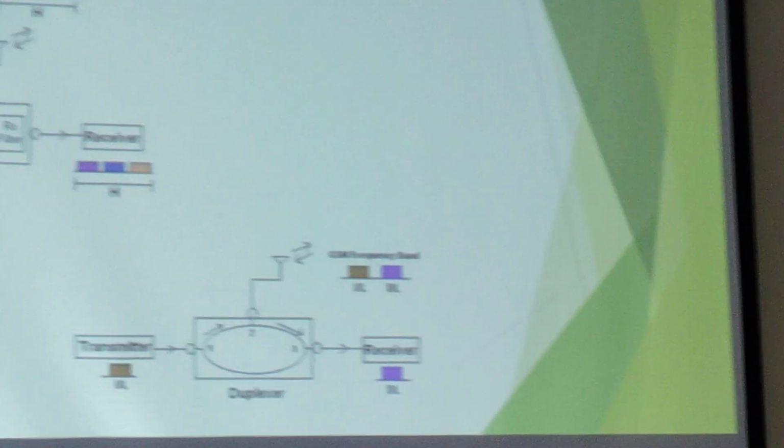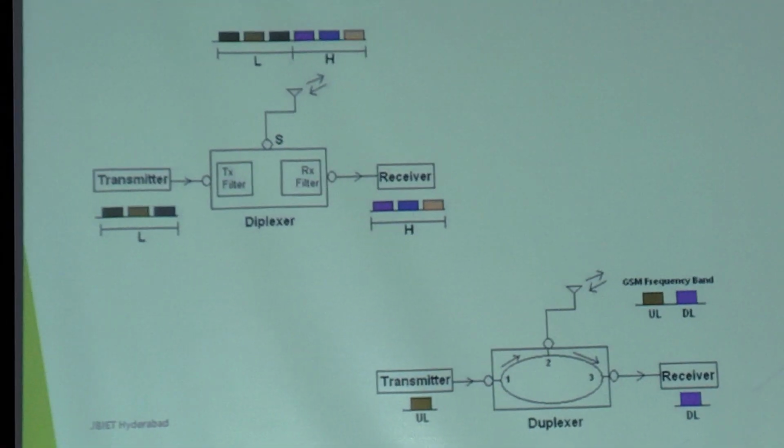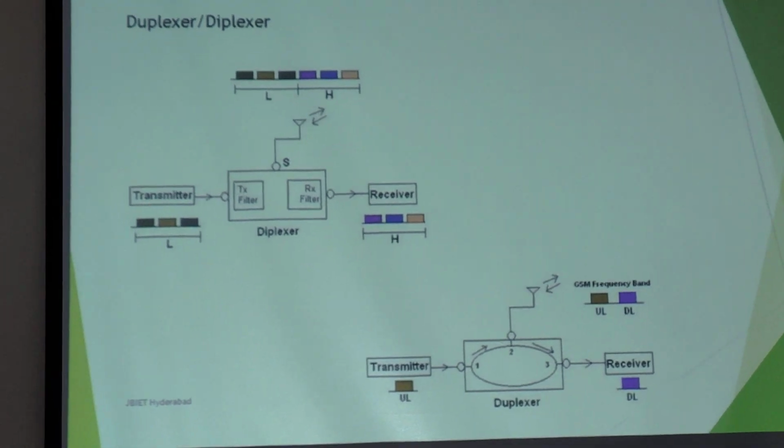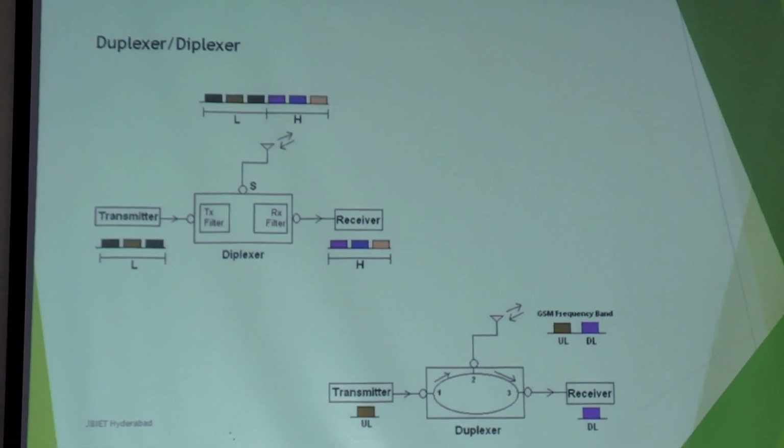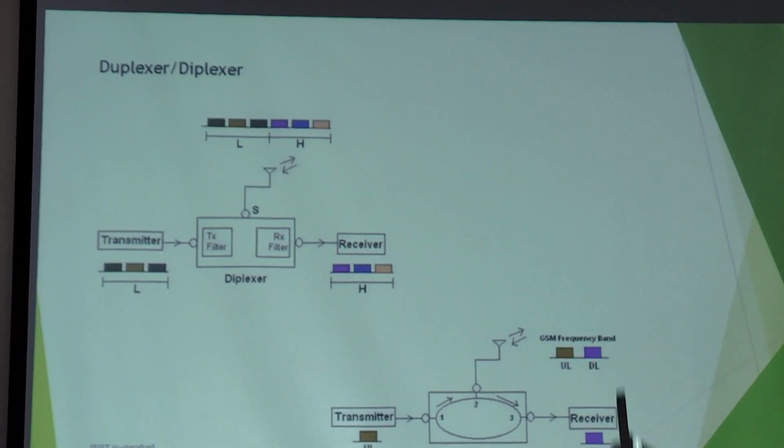Coming to the next part, it is a duplexer and diplexer. After the antenna, the next component present in the RF front end is a duplexer or a diplexer.